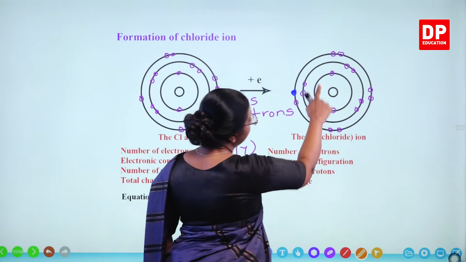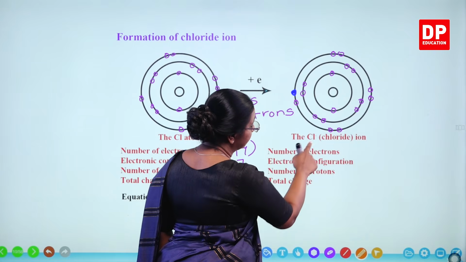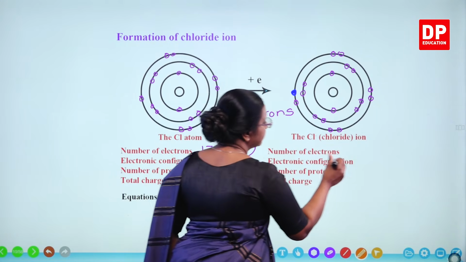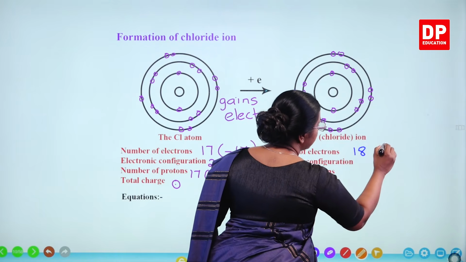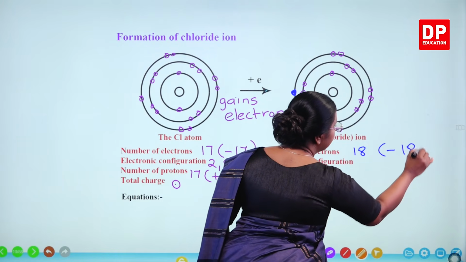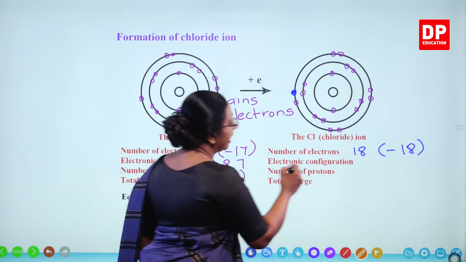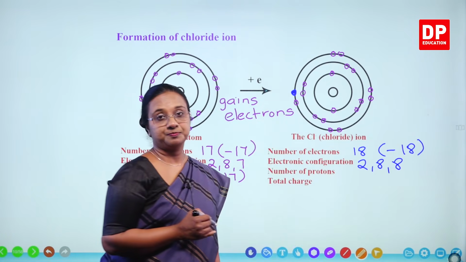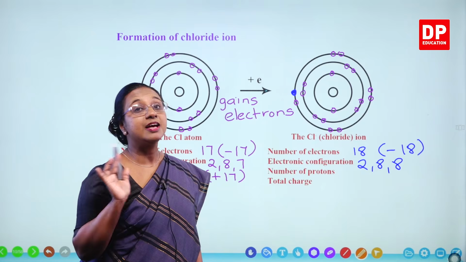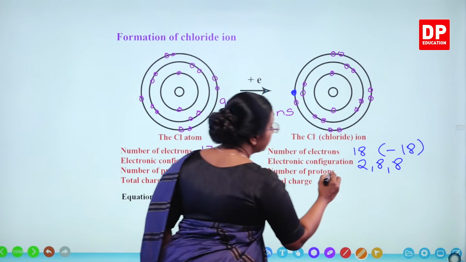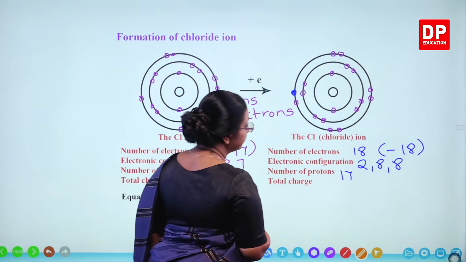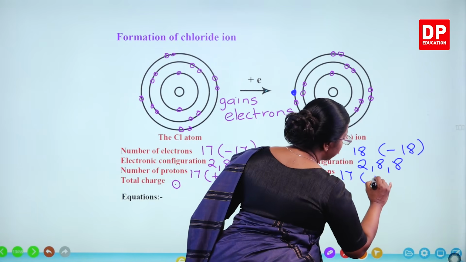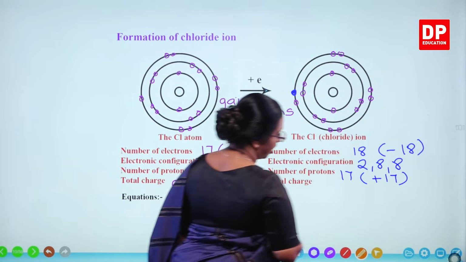So number of electrons in the chloride, Cl minus is chloride ion, you can see is 18. So there are 18 negative charges. And the electronic configuration 288, it has changed. And number of protons still remain the same. There is no change there, 17. So there are 17 positive charges.